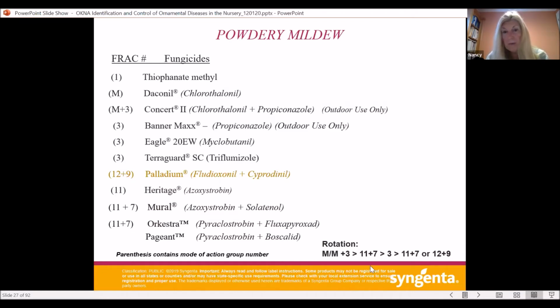So a suggestion would be, again, starting with a multi-site product over here, going to something maybe like a Concert, going to the 7-11 group, and then back to a FRAC code 3 before returning to the rotation. I do have Palladium listed here. It's highlighted a little differently because that fungicide is more of a broad spectrum fungicide, great on leaf spots, but it also does have some good control of powdery mildew fungi. So that's another one that you can incorporate into the rotation as well.